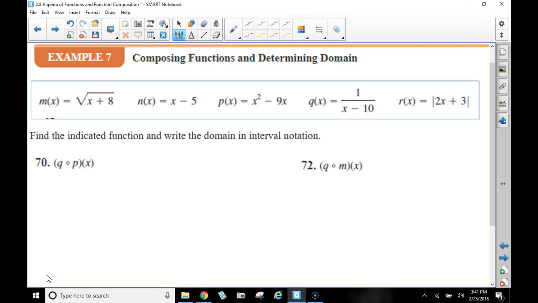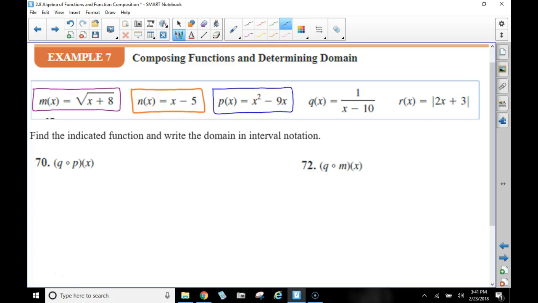Next, we're given a new set of functions to work with, several of them. And so we're going to have m of x, n of x, we're going to be working with p of x, maybe, yeah, we will actually. There's also q of x and r of x. Luckily, I have enough colors for all of these.